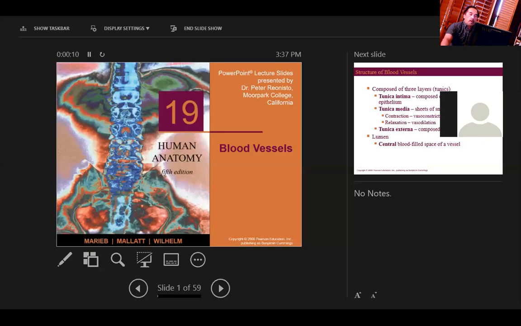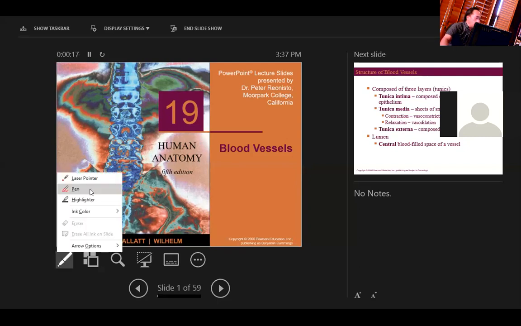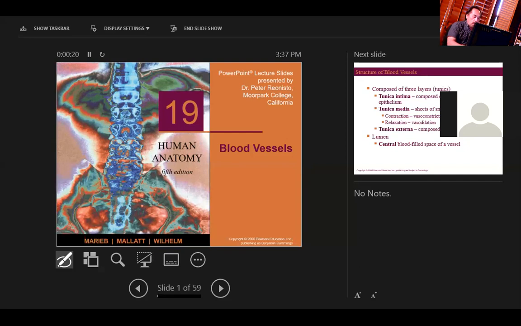All right, so in front of you is the PowerPoint of the blood vessels. I'll turn on my pen so you can actually see the writing that I'm doing. I've got the word right on top of it, which means we're on the right screen.